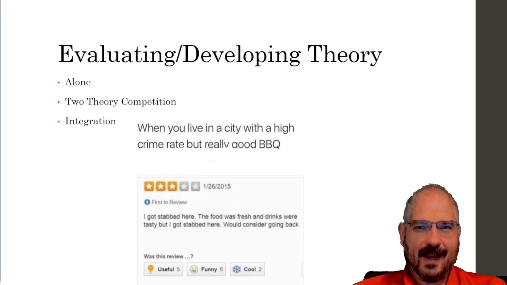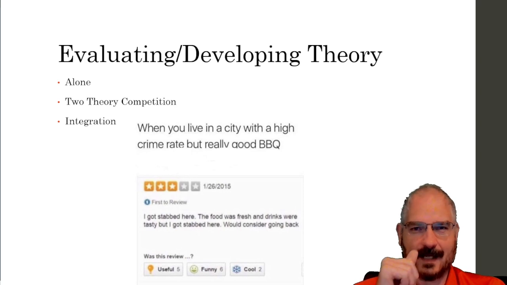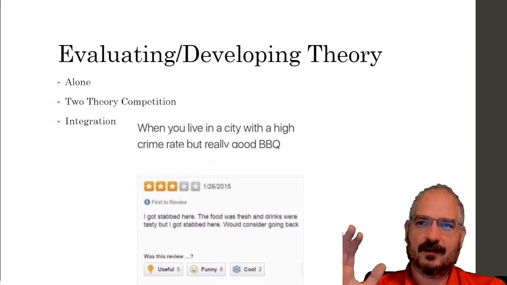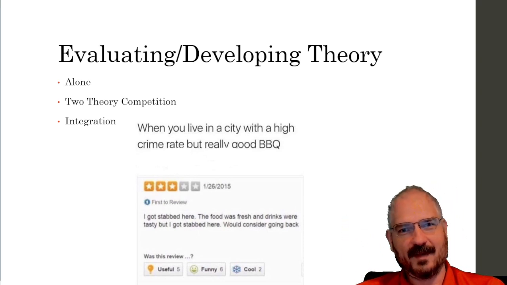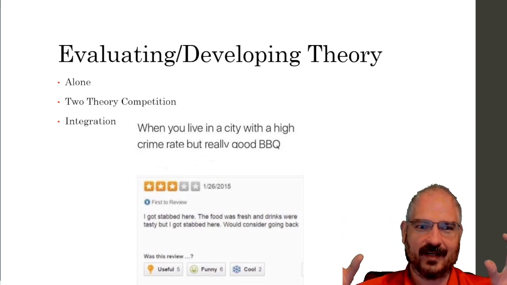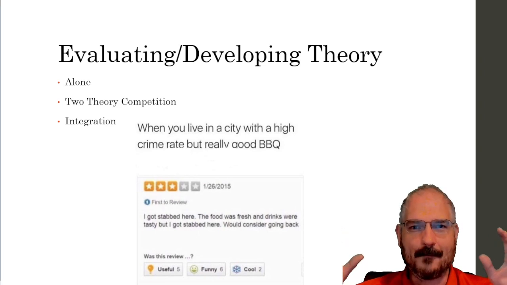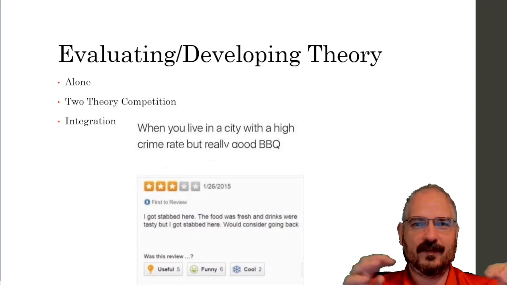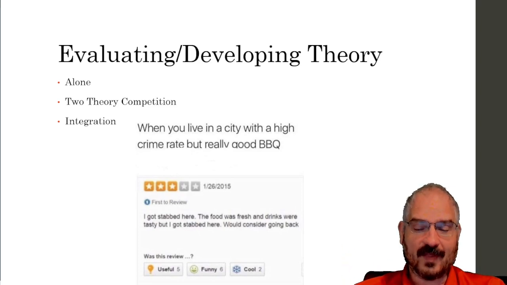The third way is the one we're going to be talking about in this section, and that's integration. To take two or more theories and put them together and say, well, maybe the ideas from this theory and the ideas from this theory can be used to explain crime better than either one of the two individual theories alone, right? So that's what we're going to be talking about in this section.